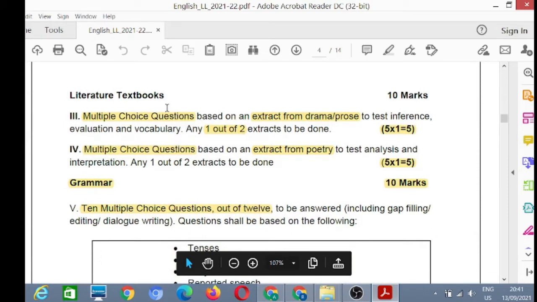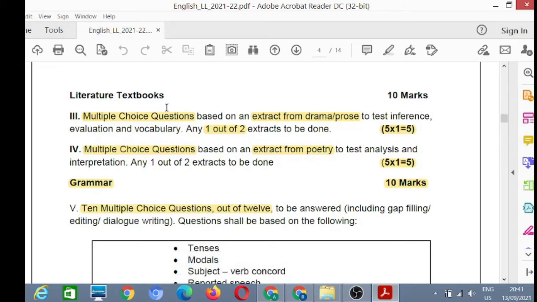Now in the reading section, the second part is literature or textbooks. So we will have extracts. The first extract is of 5 marks. So we will have 5 questions of 1 mark each. This will be from the prose or drama section. The second extract will be from the poetry section and it will have 5 questions of 1 mark each again. So these are 10 marks for literature.